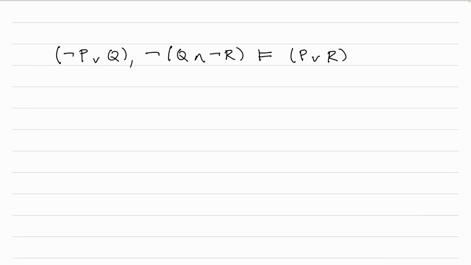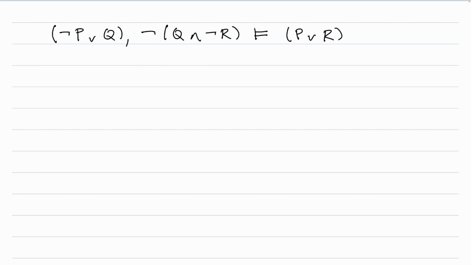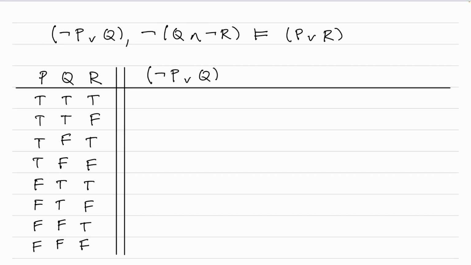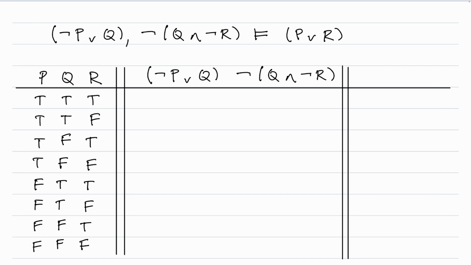Next, let's consider the claim that the premises not P or Q and not Q and not R tautologically entail P or R. This time, if we look at all of our premises and our conclusion, we see three different atoms involved in those formulas, P, Q, and R. So we need to look at all possible valuations of those three atoms. Let's write those down. Let's also make a column for each of our premises and for the conclusion.